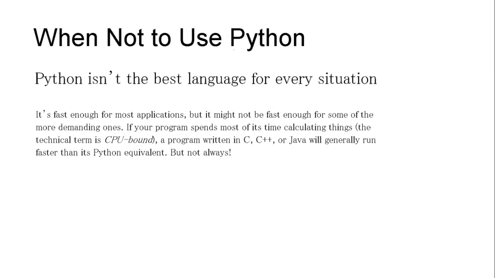It is fast enough for most applications, but it might not be fast enough for some of the more demanding ones. If your program spends most of its time calculating things, a program written in C, C++, or Java will generally run faster than its Python equivalent, but not always. Sometimes a better algorithm in Python beats an inefficient one in C. The greater speed of development in Python gives you more time to experiment with alternatives.